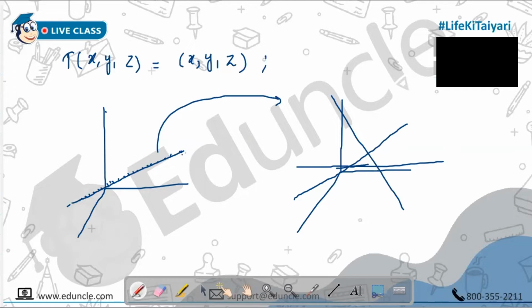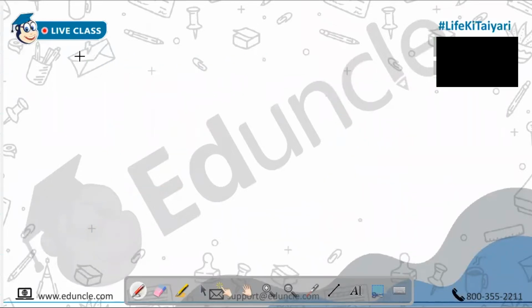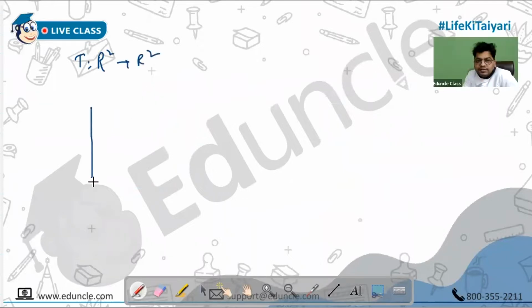Also like a codomain. I've got it, simple. This is very simple to understand. You can understand this point by taking this example. Take a transformation T from R square to R square, which is very simple.